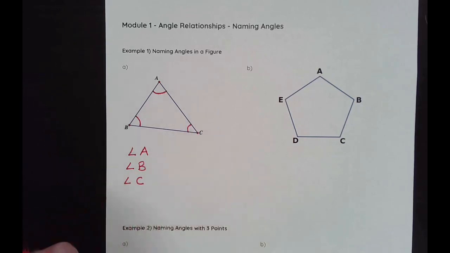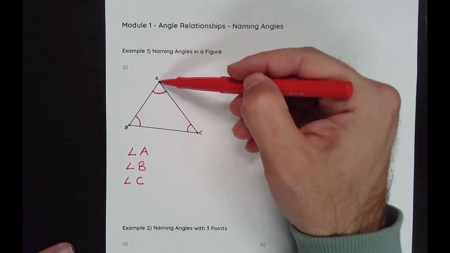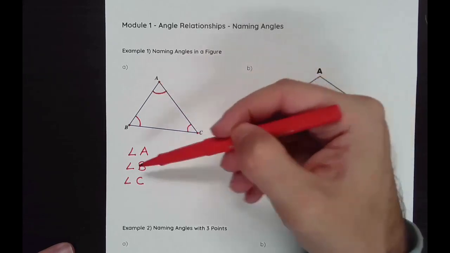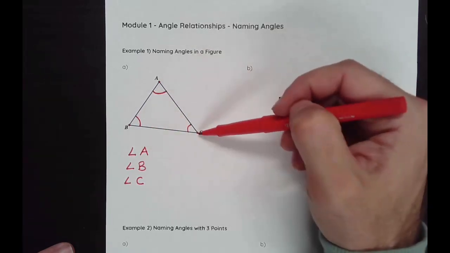Now, when I just say angle A, I'm talking about the vertex along with those sides. When I say angle B, I'm talking about the vertex with those sides. Same with angle C.